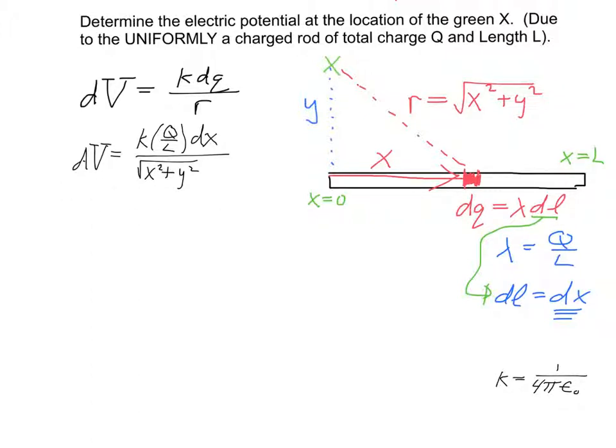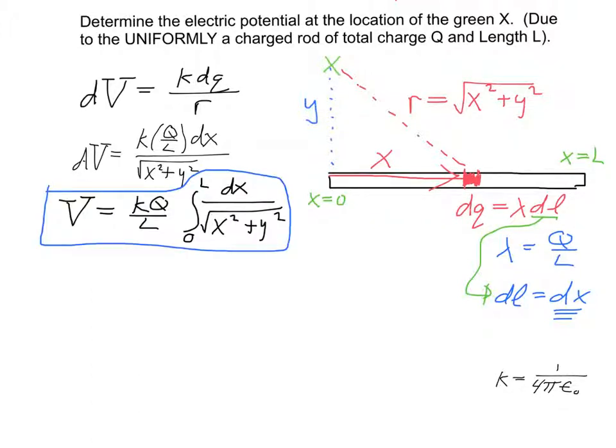So integrating both sides, we get this integral. Notice here, let's just look at the units. kQ over L has units of electric potential. This is dimensionless, right? dx has units of length. The square root of x squared plus y squared has units of length as well. So there are no units in here when all is said and done. All the units are here. Units are correct.